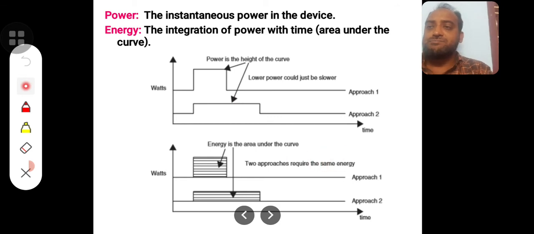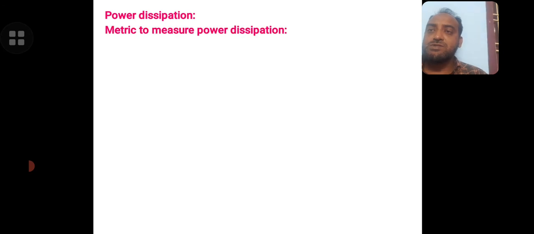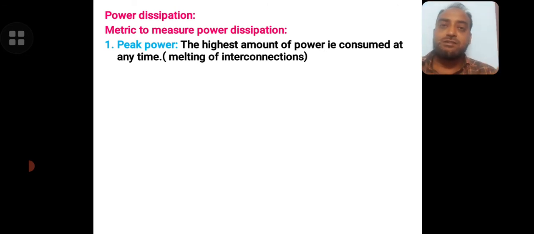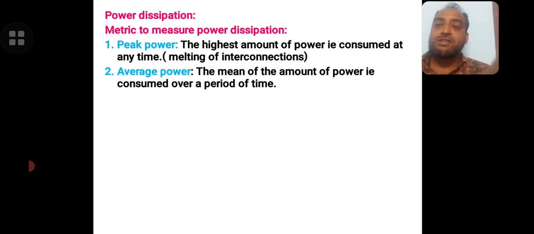So coming back to our topic, peak power is the highest amount of power that is consumed at any time. If the peak power is large, it may melt the interconnections of the IC. That may cause permanent damage in the circuit. Average power means the mean amount of power that is consumed over a period of time. That is average power.